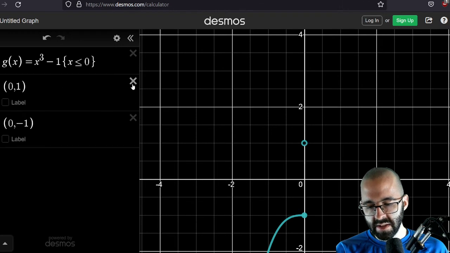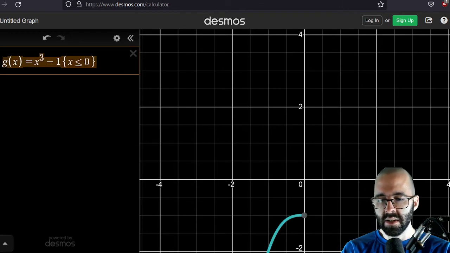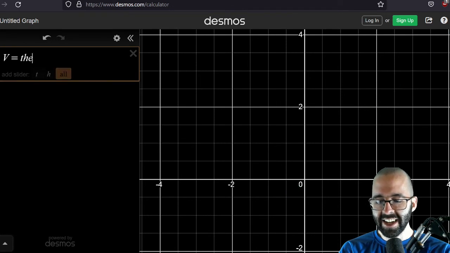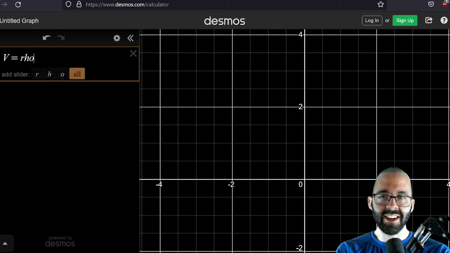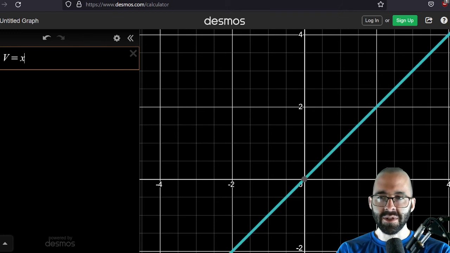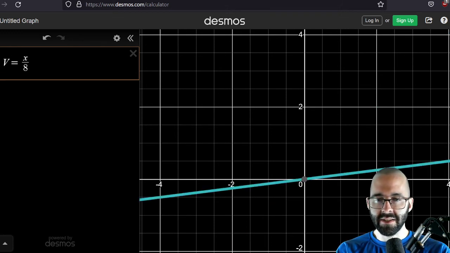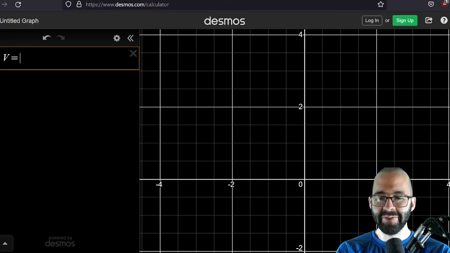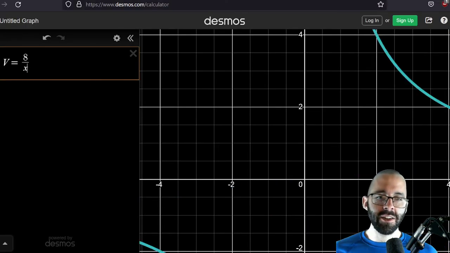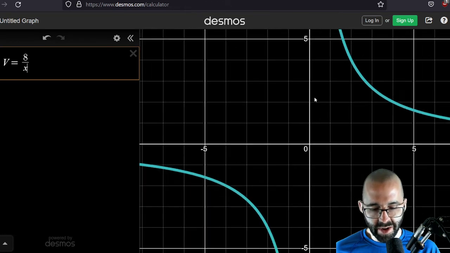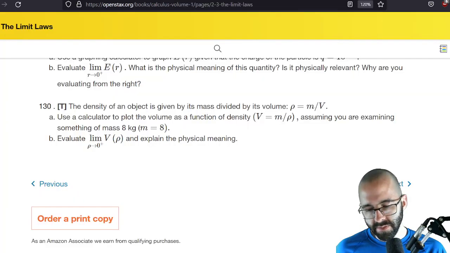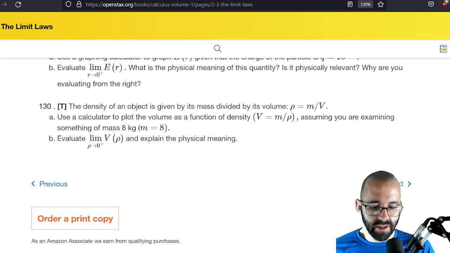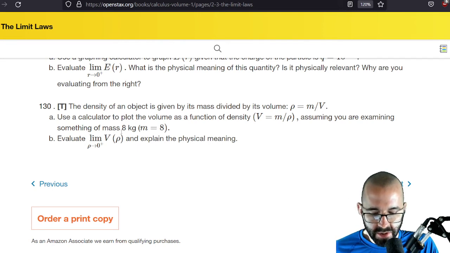We go over here and say v equals rho. It actually does theta for us. It does not do rho for us. V equals 8 divided by our variable. We'll use x here because Desmos is not too happy about rho. All right, we've done that. You don't have to copy it down here unless I tell you that I want you to.